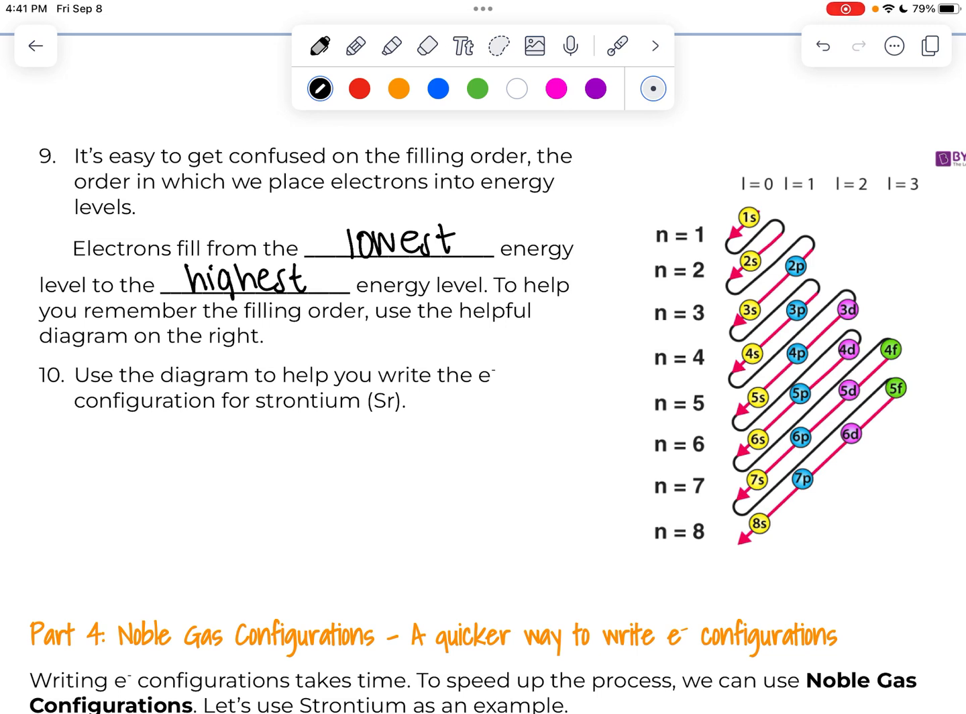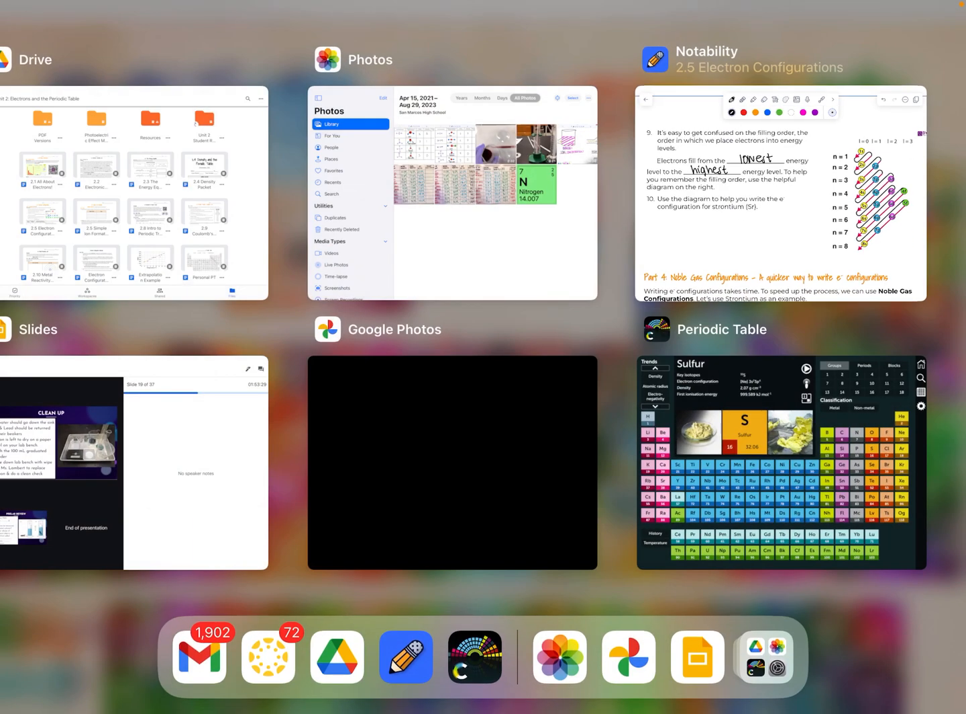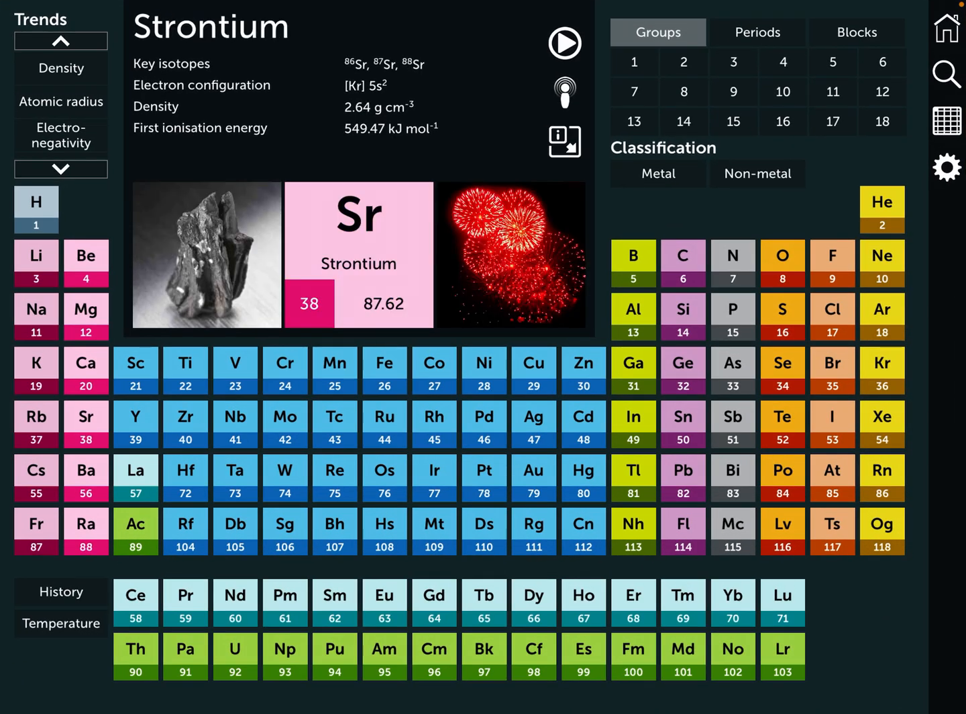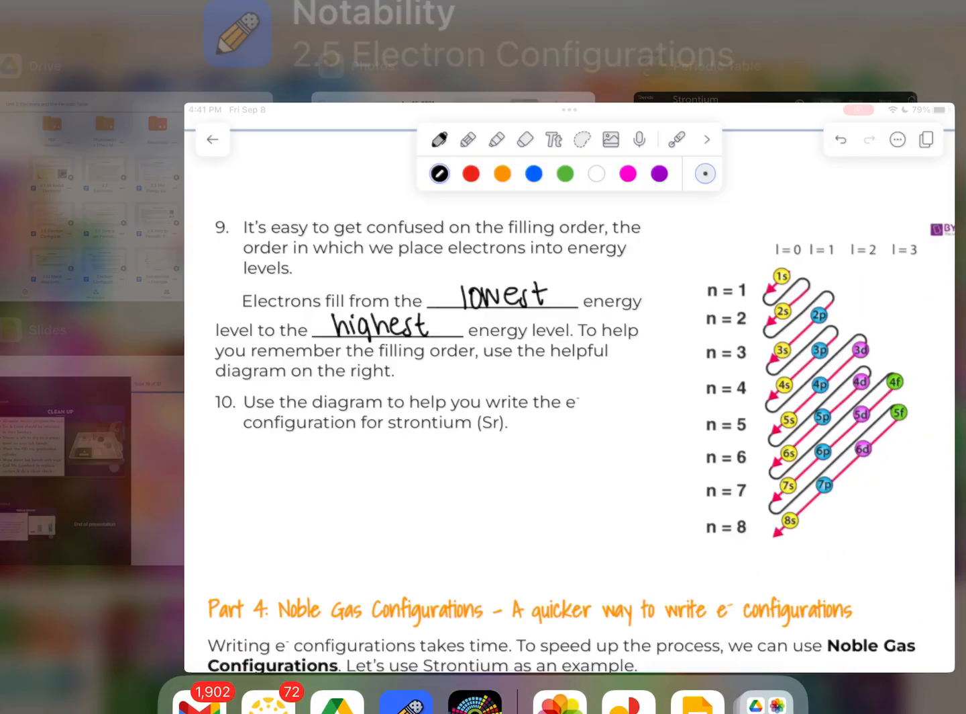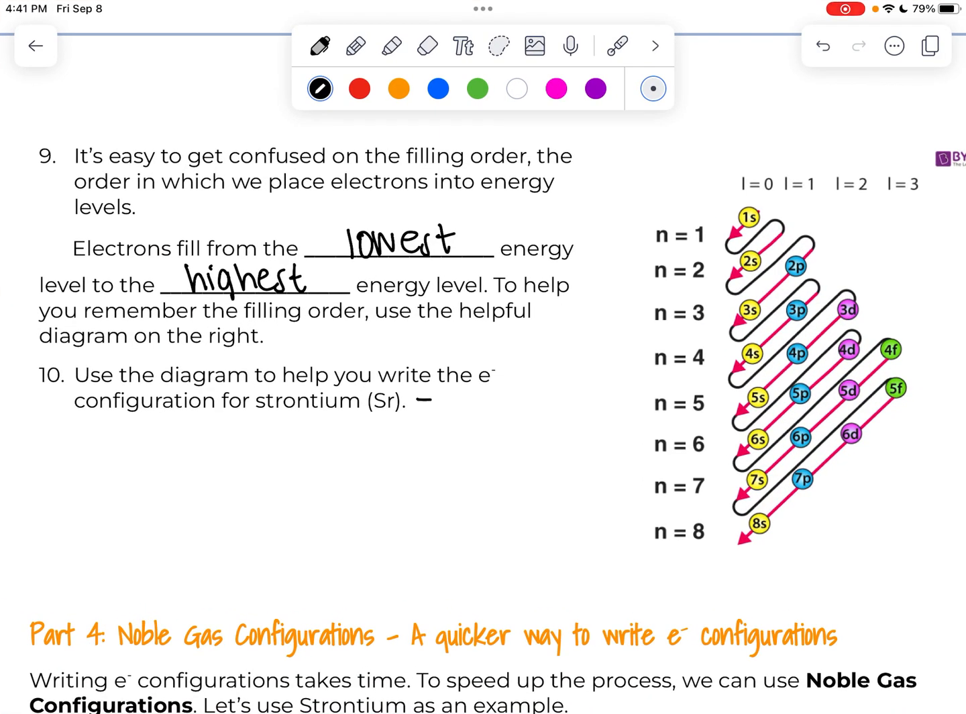We're going to try and write out the electron configuration for strontium to help us out. So strontium is Sr. If I head to the periodic table, strontium shows up right here. Its atomic number is 38. I know I use strontium for a lot of my examples. It's a great element. That's why I pick it. All right, so strontium's got 38 electrons.